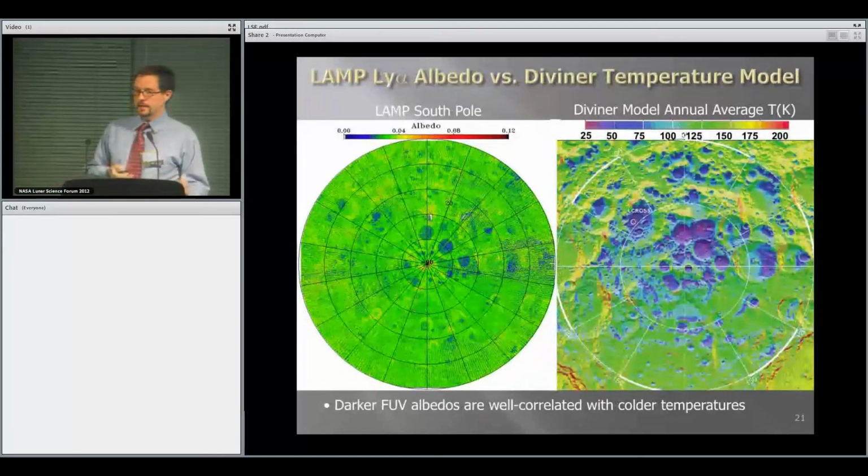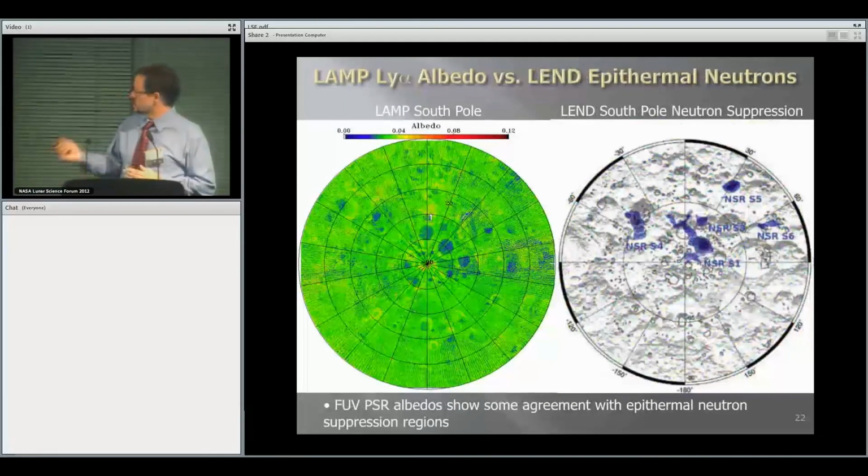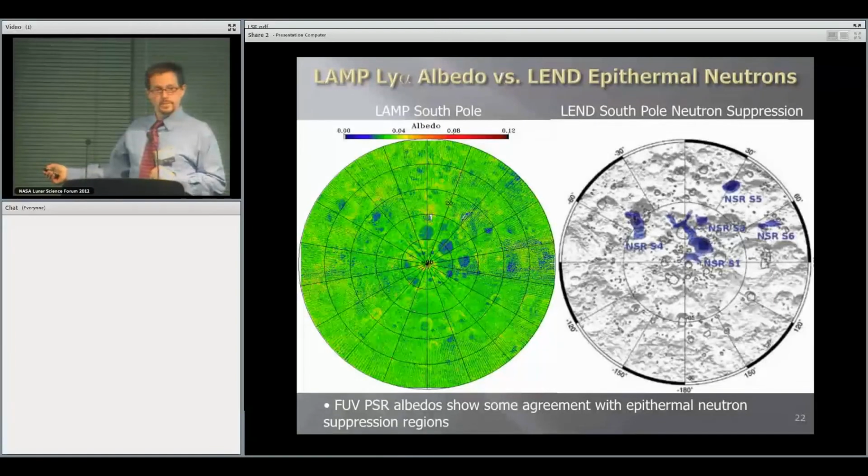Comparing our Lyman alpha albedo maps and these UV darkenings to Diviner annual average temperature maps, we find pretty good correlations by eye, with the coldest permanently shaded regions being where we see our darker FUV albedos. So that's interesting. Next slide, please. Making a similar comparison with the LEND neutron suppression region maps, you see some correlations, but it's maybe more interesting that there aren't more correlations. And I'll remind you that the Shoemaker crater had the deepest suppression of all of these, and that'll be important later on. I'll come back to that. Next slide, please.